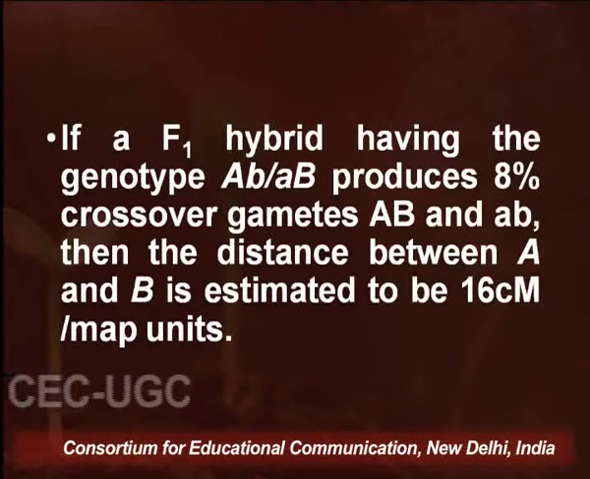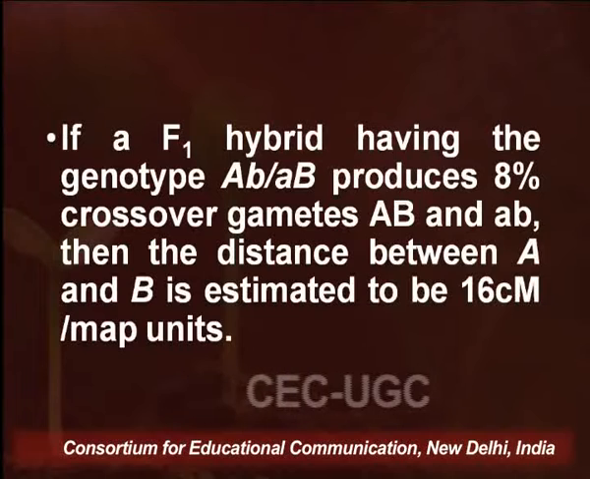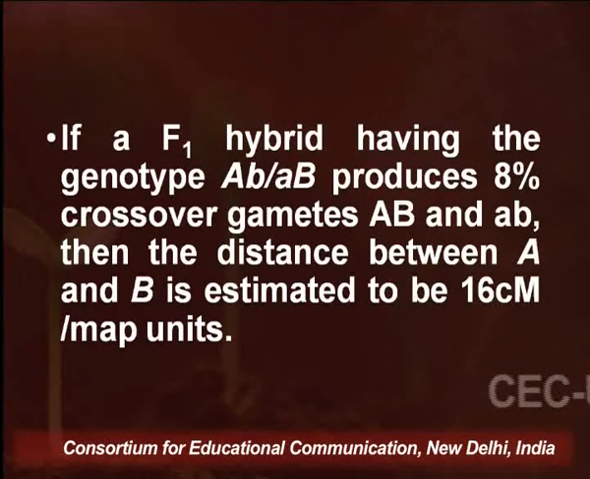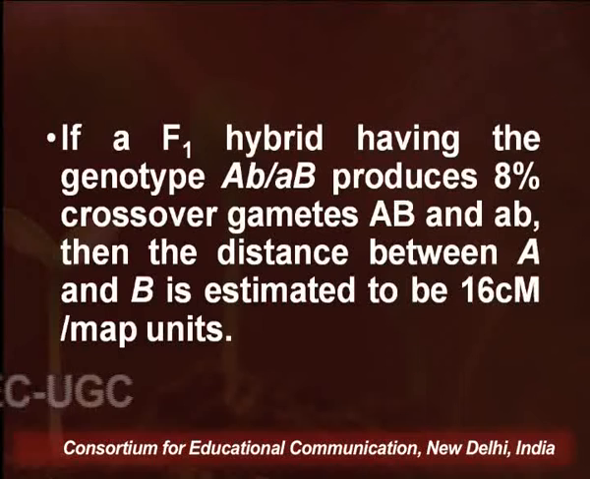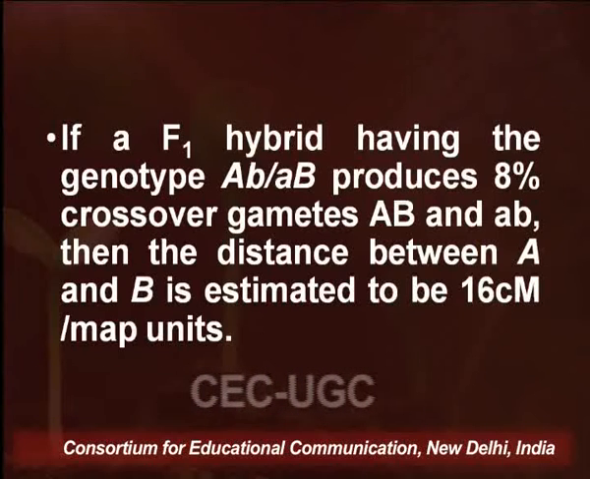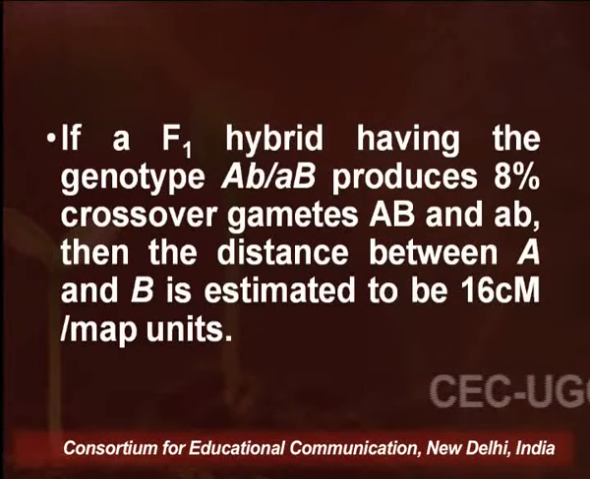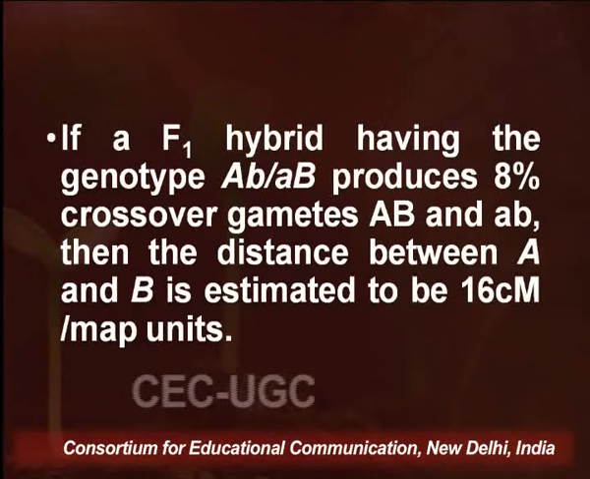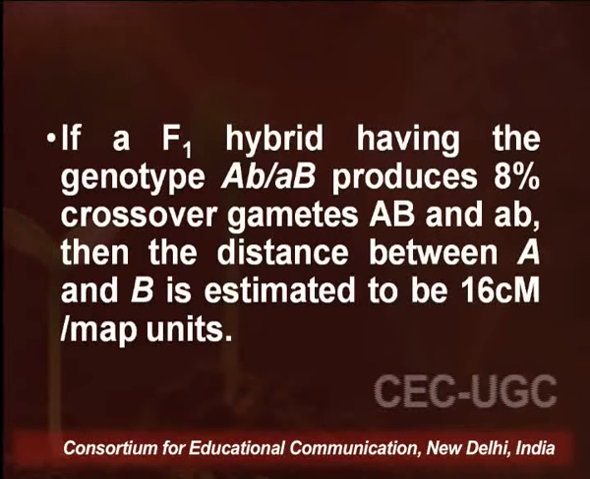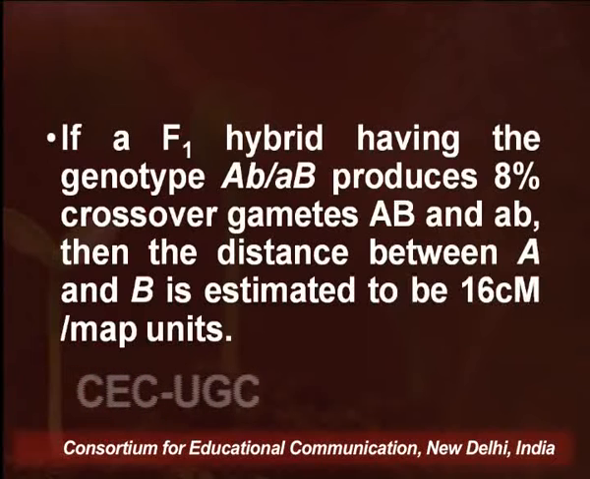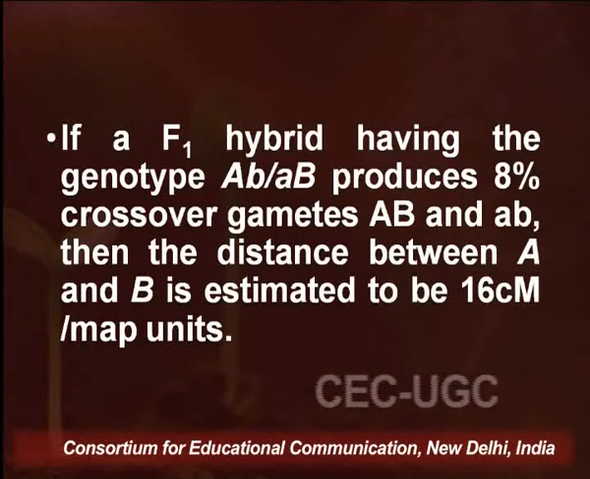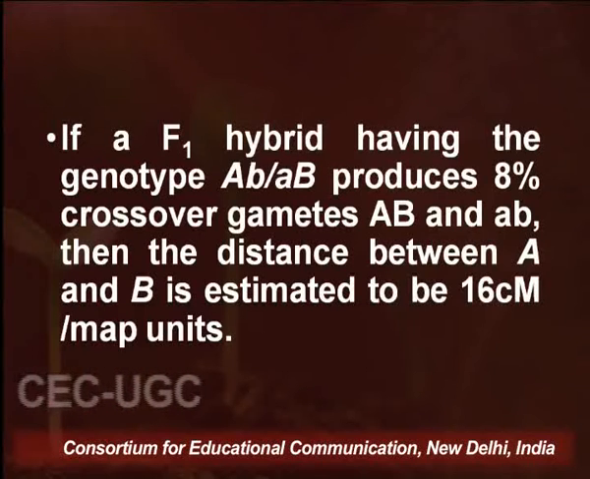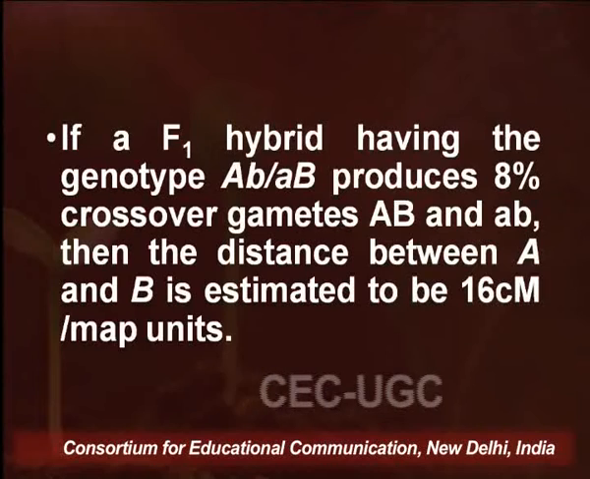In other words, just to give you another example so that a learner may get the whole idea seeped into his mind as to how to juggle with the recombination frequency and the crossover frequency. If an F1 hybrid having a genotype capital A small b and small a capital B produces 8% crossover gametes, and these crossover gametes are AB and ab, then what is the distance? The distance between A and B would be estimated to be 16 centimorgans or 16 map units.